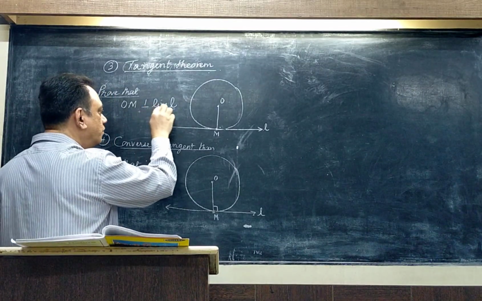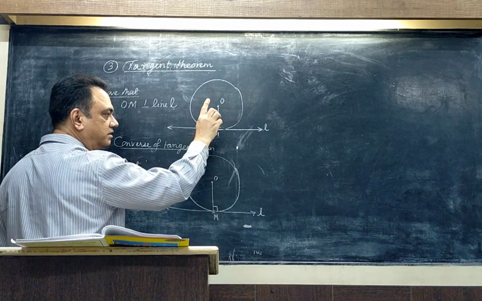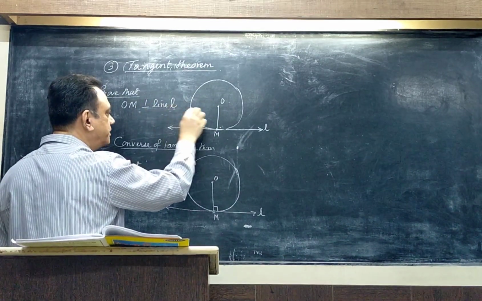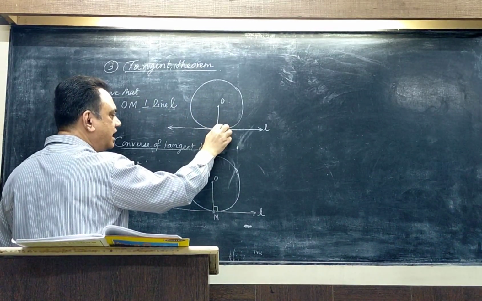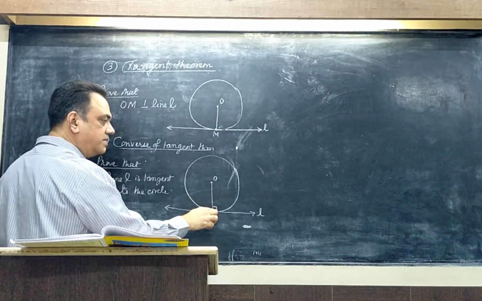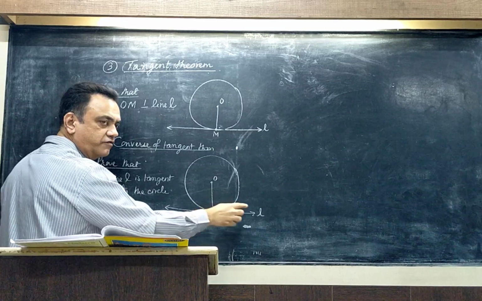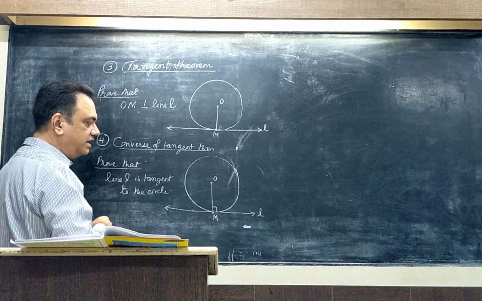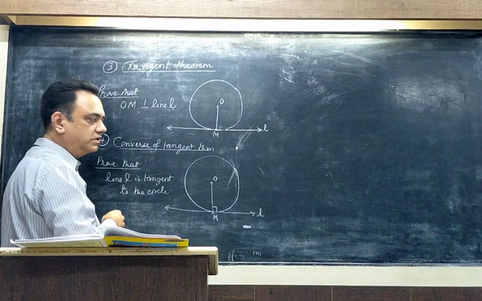Whatever is to be proved is never marked. So this is to prove OM is perpendicular to line L. I have not marked this as 90. Here this is given as 90 degrees, that is why I marked it. And I have to prove that this line L is tangent to the circle.